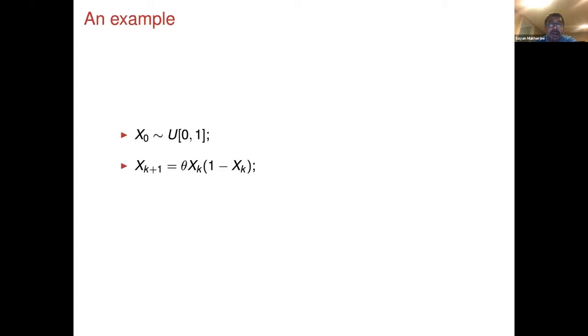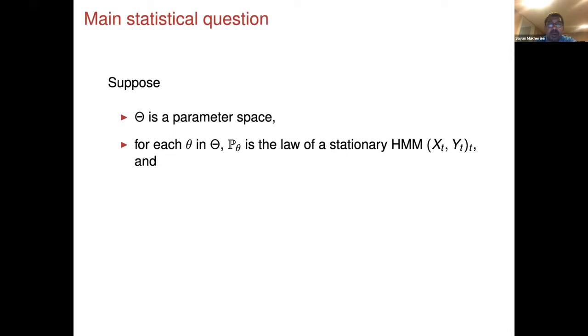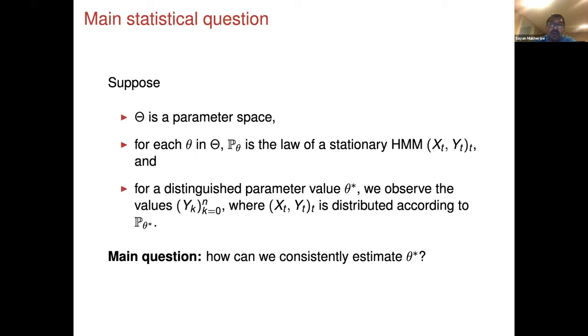Here's one example of this. You draw an initial condition and then your X's are the logistic map. Then your observation process Y is a logistic map plus noise. One question is, given these observations, can we guess what theta star, the true parameter, is? Theta is a parameter space. You have a law of a stationary hidden Markov model. We may want to distinguish parameter theta star from the other ones. So one question is, can we consistently estimate theta star?